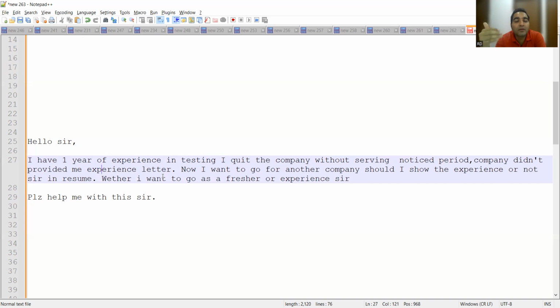But if it happens routinely, if it happens in multiple companies, then imagine your CV, or imagine your career, or imagine your portfolio after 6 to 8 years. It will showcase 2 to 3 companies. So it will not give a good impression. Even though you will have experience, companies will still not hire you. Right? So please take care of such things in your career. Always serve the notice period.